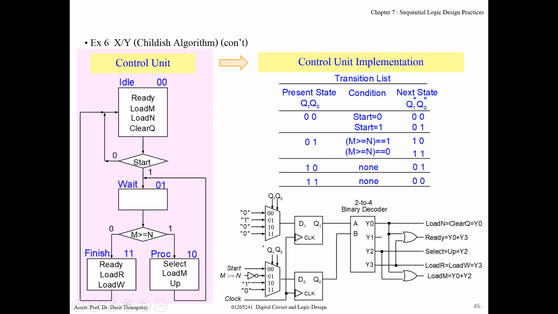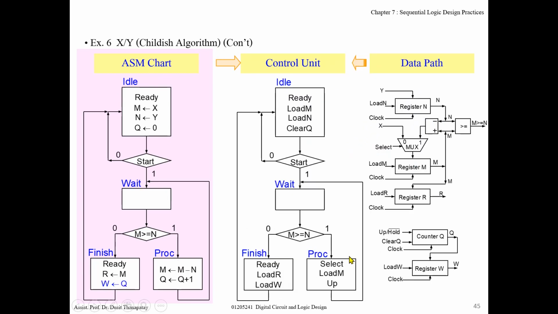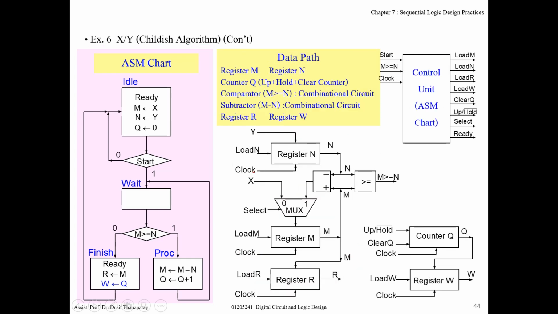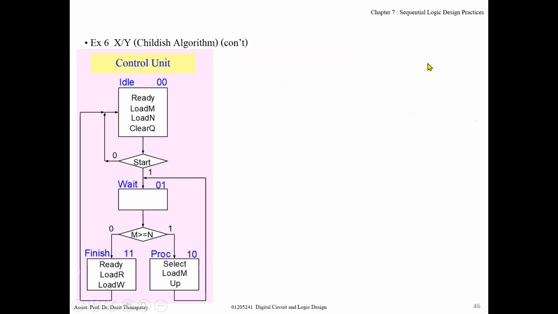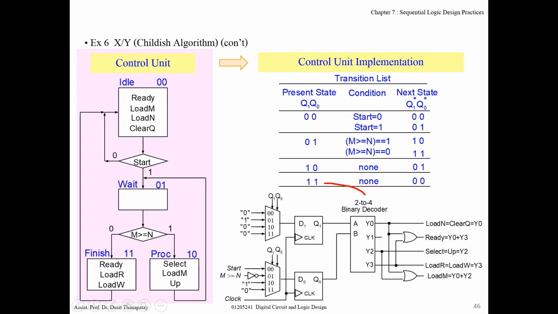Okay, now the design is finished. Namely, now you obtain this control unit to generate signals to control the devices in this data unit, or data path. This signal comes from the control unit. The detail of this control unit is this one. Okay, that's all for the lecture.